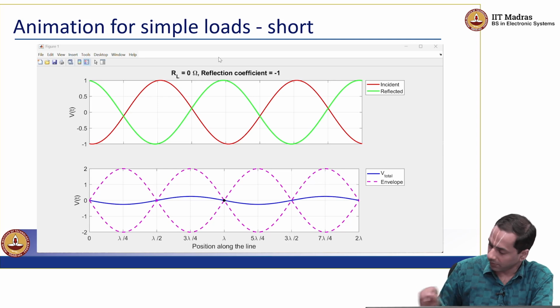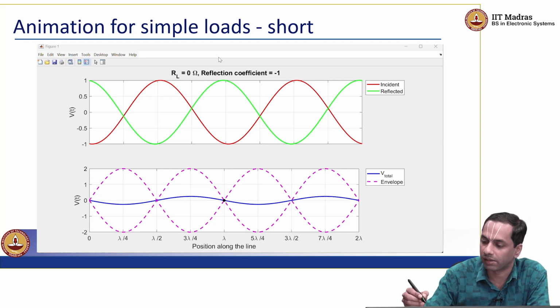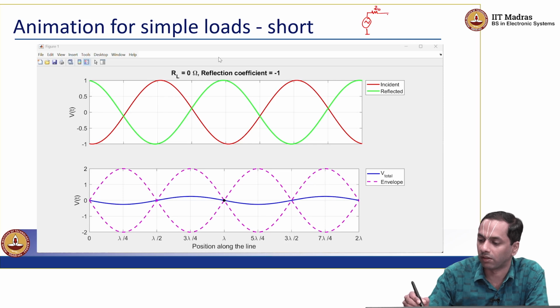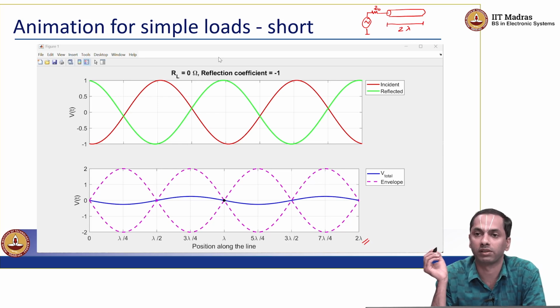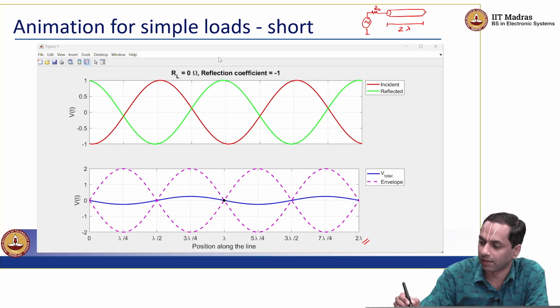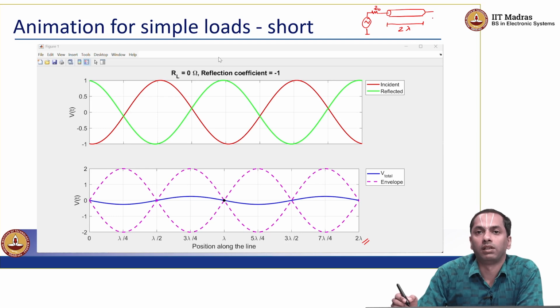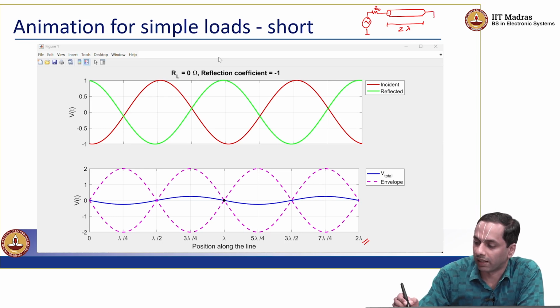So we are looking at an animation where I have a sinusoidal generator. I have Z0 series resistance connected to a transmission line. The length of this transmission line is 2 lambda, as indicated by the extent of these plots. At the end of this transmission line, I can have different loads, and in this case I have just shorted it to ground.